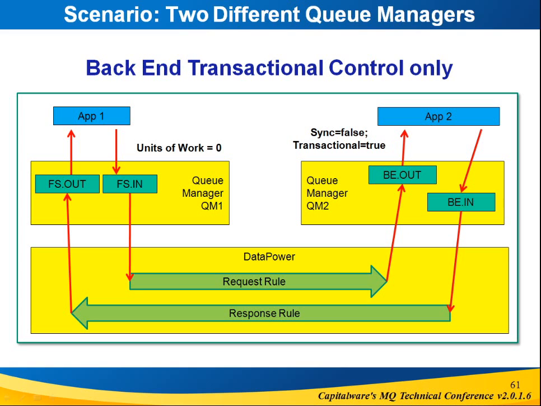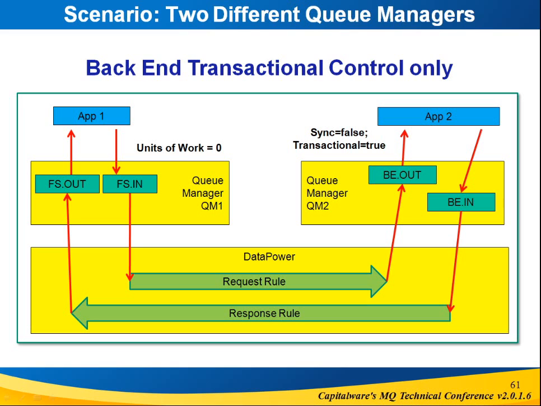Now, what about if we turn on transactional control on the back end, but not on the front end? So in this case, application 1 puts the message on fs.in. The frontside handler on the request rule picks it up and reads it immediately. Immediate destruction. The message is gone completely from fs.in. No rollback, no recovery capability. Goes to the back end, gets put onto be.out.